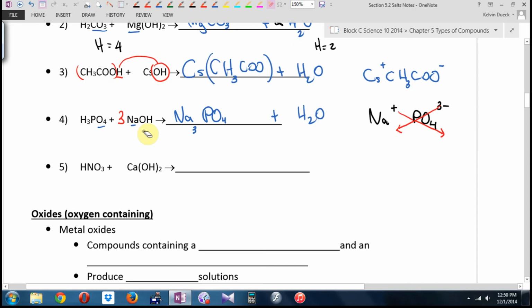So how many H's on the left? 6. How many do I need on the right? Same answer, 6. How many do I have right here? 2. How can I turn this into 6? You okay with that so far?